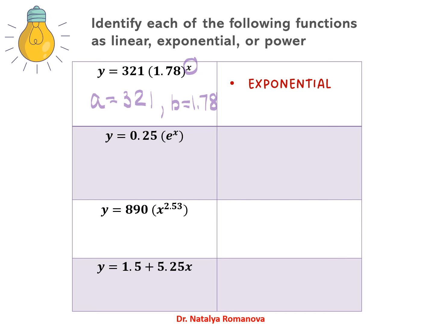The second example, y = 0.25 times e^x. Here the variable is an exponent. So this is an exponential function. Initial value a equals 0.25. Base b equals the constant e. We remember the constant e equals 2.71. Exponential function.